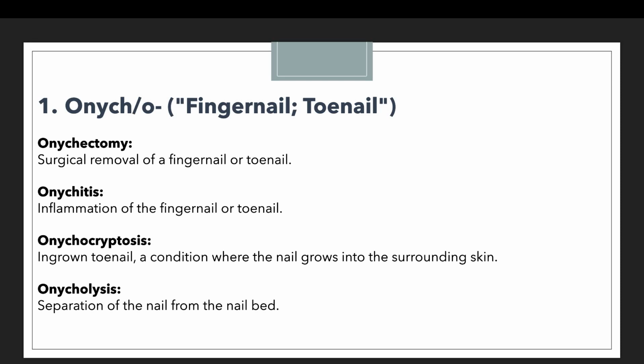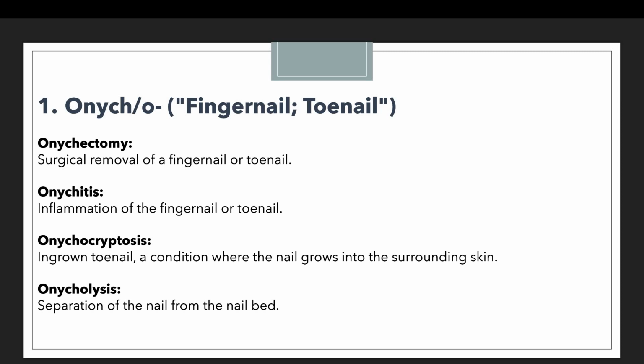onychocryptosis. Now what is onychocryptosis? Ingrown toenail, a condition where the nail grows into the surrounding skin. Yes, some patients suffer from this disease. If their nail grows inside the surrounding skin, then this medical condition is known as onychocryptosis, where onychocryptosis is a complete medical terminology, and onych is a prefix used to denote information related to fingernail or toenail.